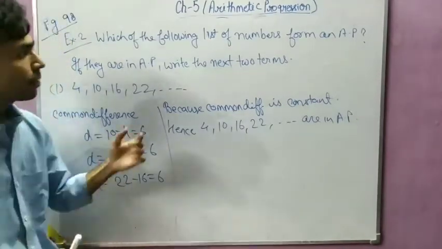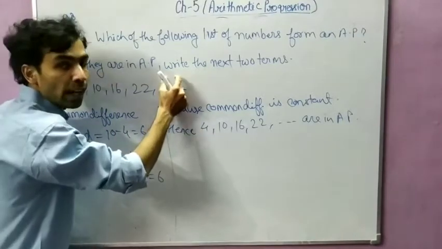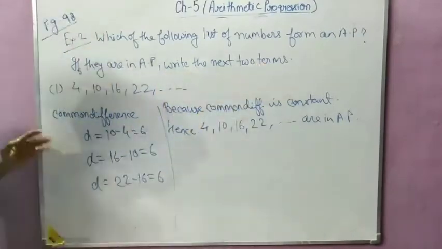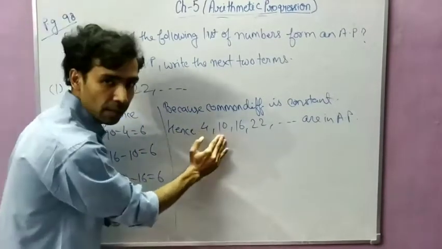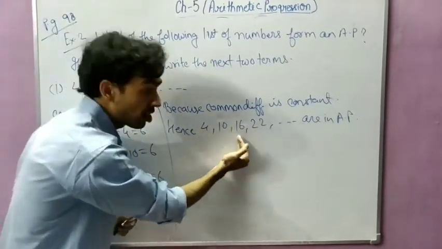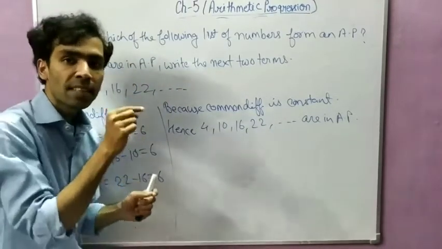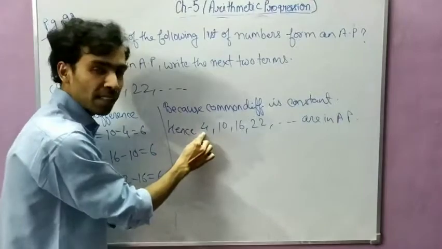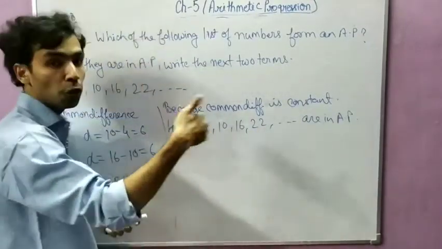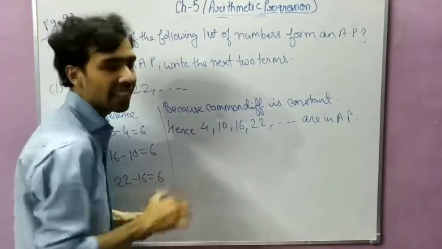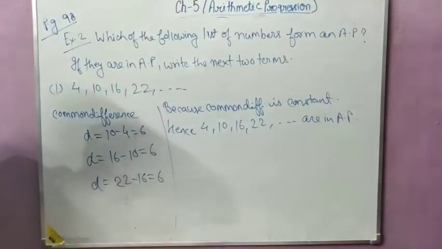Now after that, because they are already in AP, you have to write the next two terms also. So what will be the value of the next two terms? See, 4, then 10, after 10 comes 16, after 16 comes 22. So you are seeing a pattern, na? We are just adding 6 to each number. 4 plus 6 is 10, 10 plus 6 is 16, 16 plus 6 is 22. So 22 plus 6 will be 28.